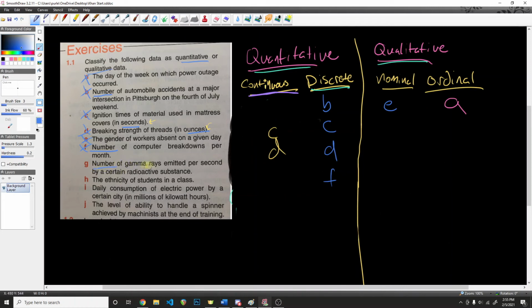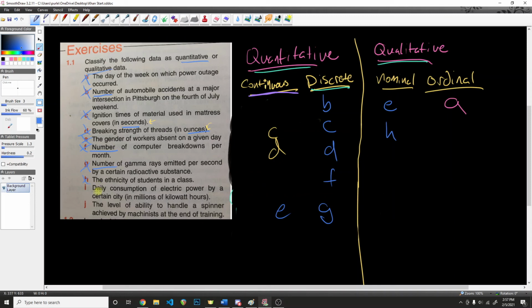Here, the number of gamma rays emitted per second by a certain radioactive substance. Again, because it's a number, very obviously quantitative. And once again, depending on how we decide to measure this, it could be either continuous or discrete. We're saying that we're measuring 1 per second, but if we were to do any type of fraction where we end up with some kind of irrational number, then that is when we would say that it is continuous. H, the ethnicity of students in a class, that is definitely a quality of a person, so we're going to say that ethnicity is definitely qualitative. And again, there's no order to ethnicity, so therefore we're going to say that that is nominal.